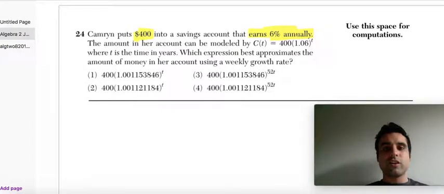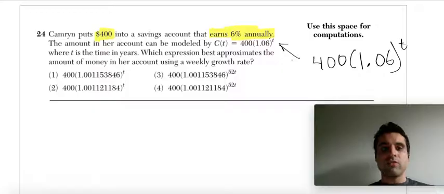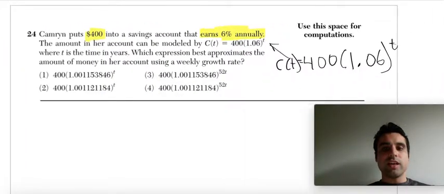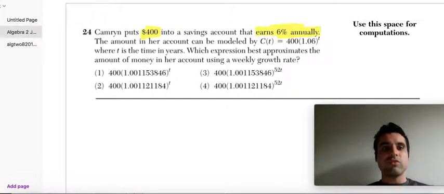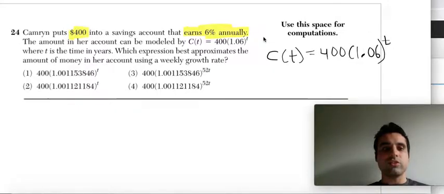For exponential growth, we know it's going to be 400 times 1 plus 0.06, or 1.06, to the t. Right here is the amount Cameron, that's why they use C, earns. So that's where the equation comes from. I'm going to write it down so we could see it, okay? The amount in her account can be modeled by C of t equals 400 times 1.06 to the t. That's how we get the initial amount times 1 plus 0.06, which is 6% as a decimal, to the t years. All right, that's what they said.